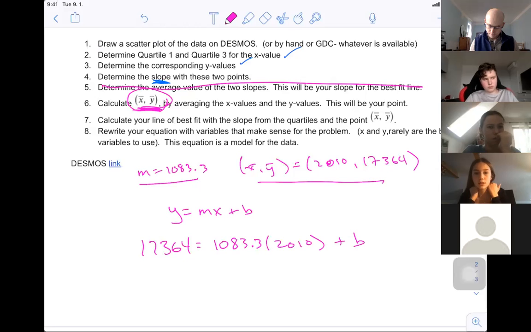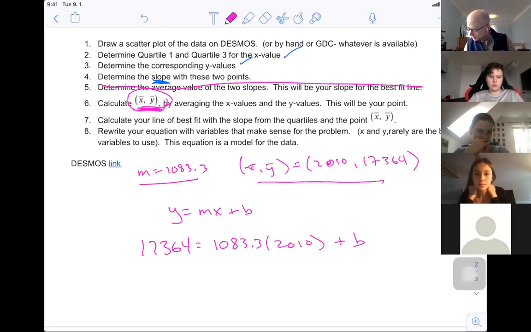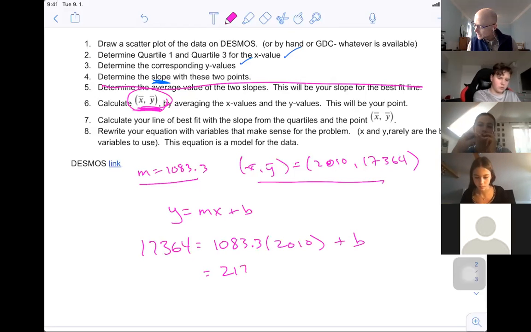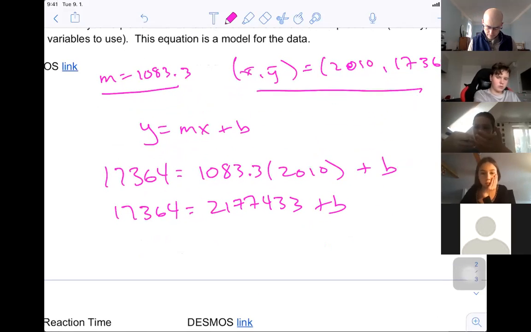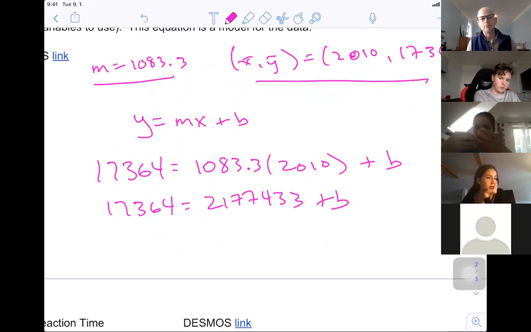So we do 1083.3 times 2010, which my calculator isn't here with me right now, so I'm trying to do it on my phone. I've got it. 433 plus b. Now that I have this, how do I get b? Kirill, what do I do to get b at this point? I don't know. Go ahead, Kirill.